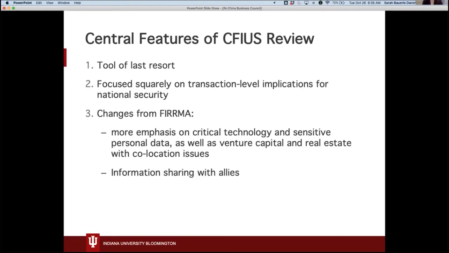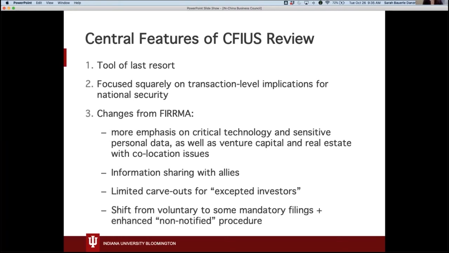FIRRMA also enables CFIUS to engage in more information sharing about sensitive transactions and problematic parties with US allies. And it also creates a very limited set of regulatory carve-outs for investors from a small set of accepted states. But this is a very small group of investors that only get a little bit of relief when it comes to mandatory filings around critical technology, which I'll explain in just a minute.